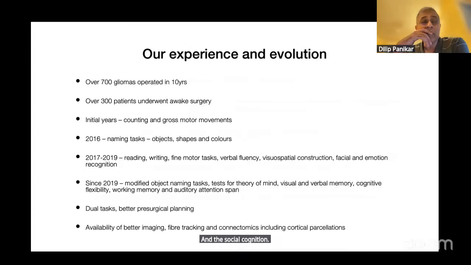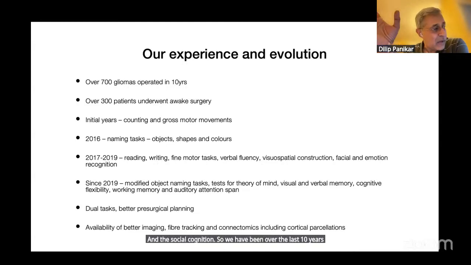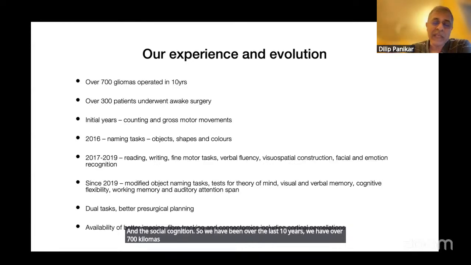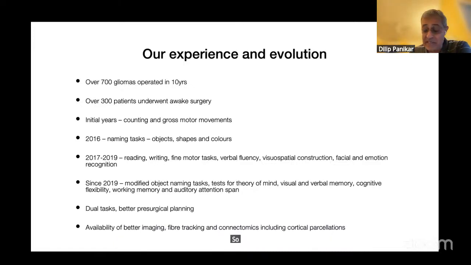So over the last 10 years, we have operated on over 700 gliomas, and more than 300 of these were operated awake. We at our center prefer to operate all gliomas awake, whether they are in the so-called dominant hemisphere or in the non-dominant hemisphere. So all our patients go through this very extensive mapping through the entire procedure. And as you can see, we have evolved over time.